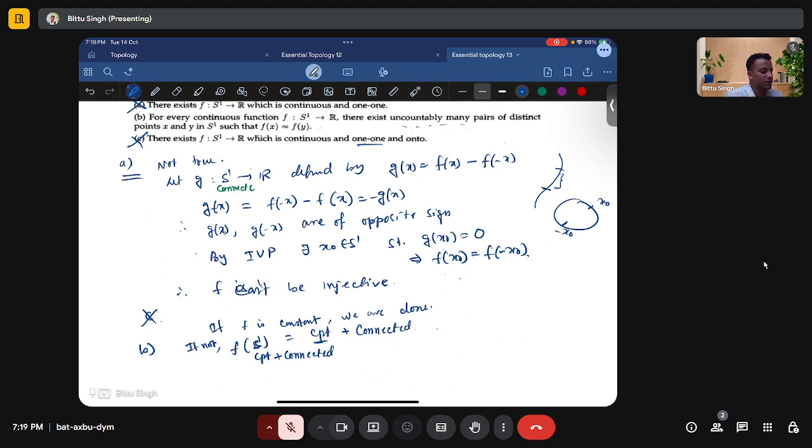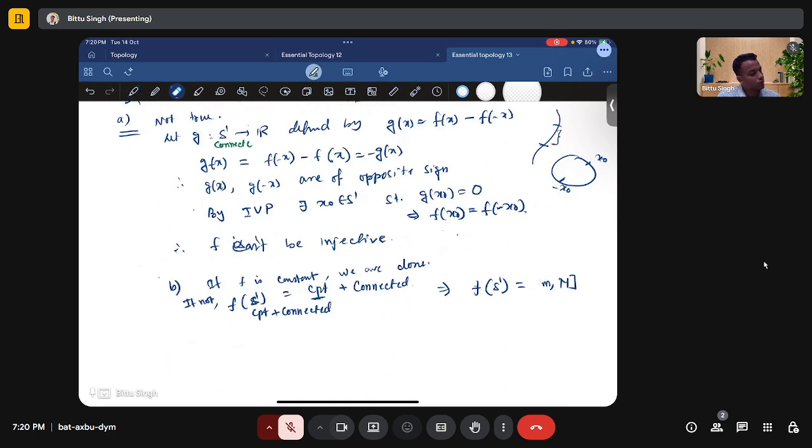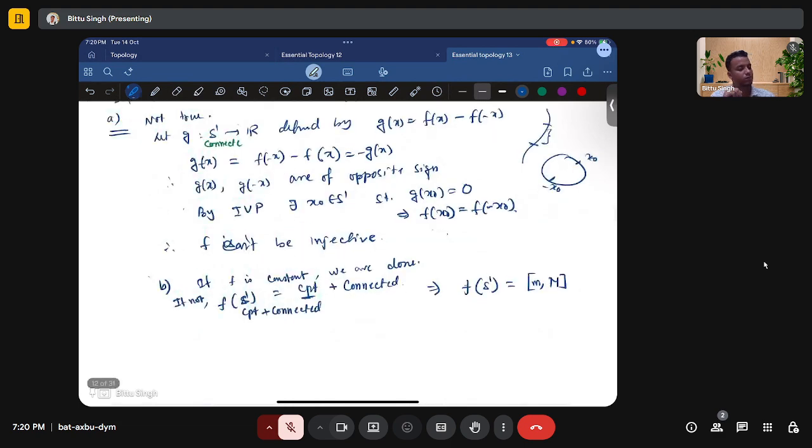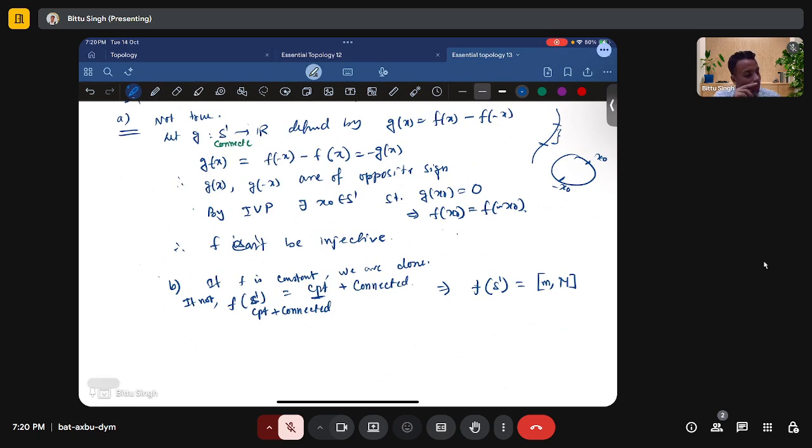Compact and connected will imply f of S1 is a closed interval, because it is compact. It cannot be a singleton because we have already assumed f is not constant. So small m is the minimum and capital M is the maximum. The image of S1 is [m, M].